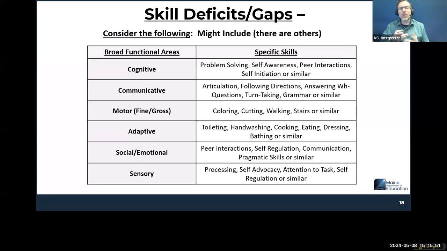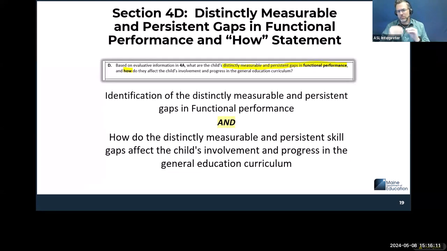You wouldn't write a goal, student will increase communication skills, because there are a lot of skills under that broad area of communication. So you want to be really, really specific and lay out those specific skill gaps in section 4. And of course, you want those distinctly measurable and persistent gaps. And how do they affect the child's involvement and progress in the general education curriculum?